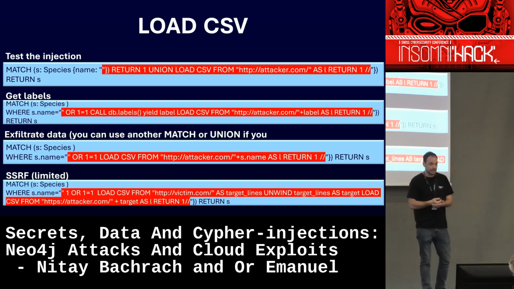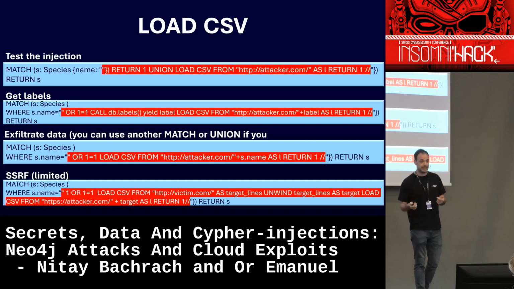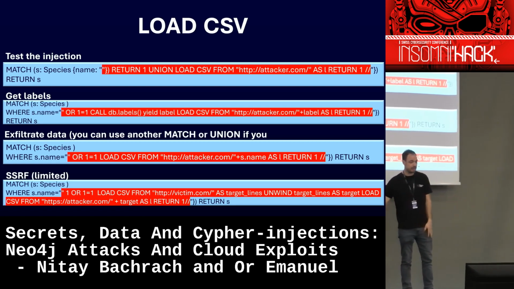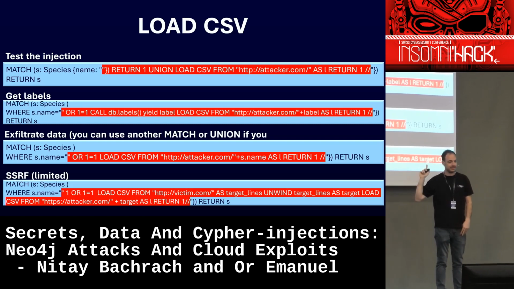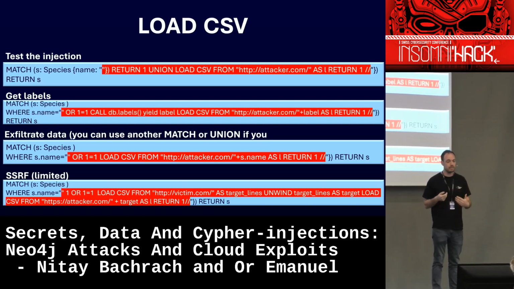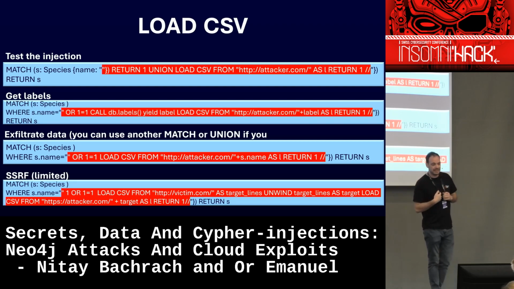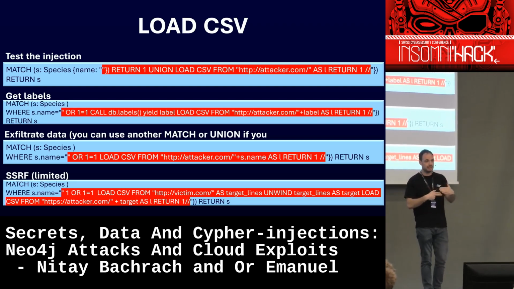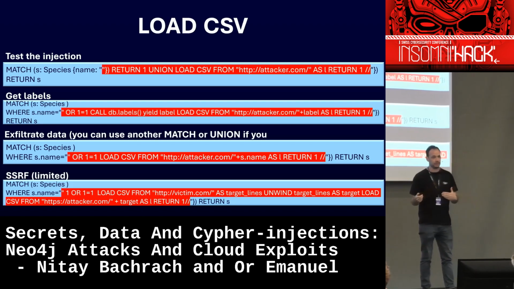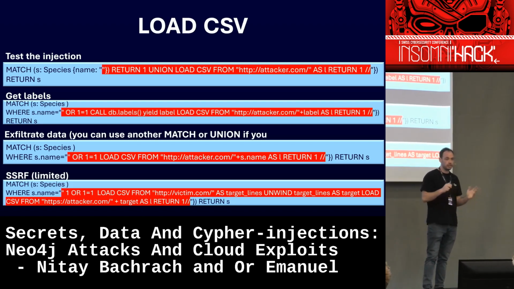And now that I know that I have an injection and I can make it work, I can do whatever I want. I can, for example, call other procedures to list all the labels in the DB, and then I can learn a lot about the database. I can exfiltrate data. If I know what the query is, or if I don't, I can just use match to get whatever I want, and I can just send the data to my server. And of course, we can even change load CSV to get SSRF, a server-side request forgery, where we make Neo4j call servers, maybe even internal HTTP servers, and send the response to our server.